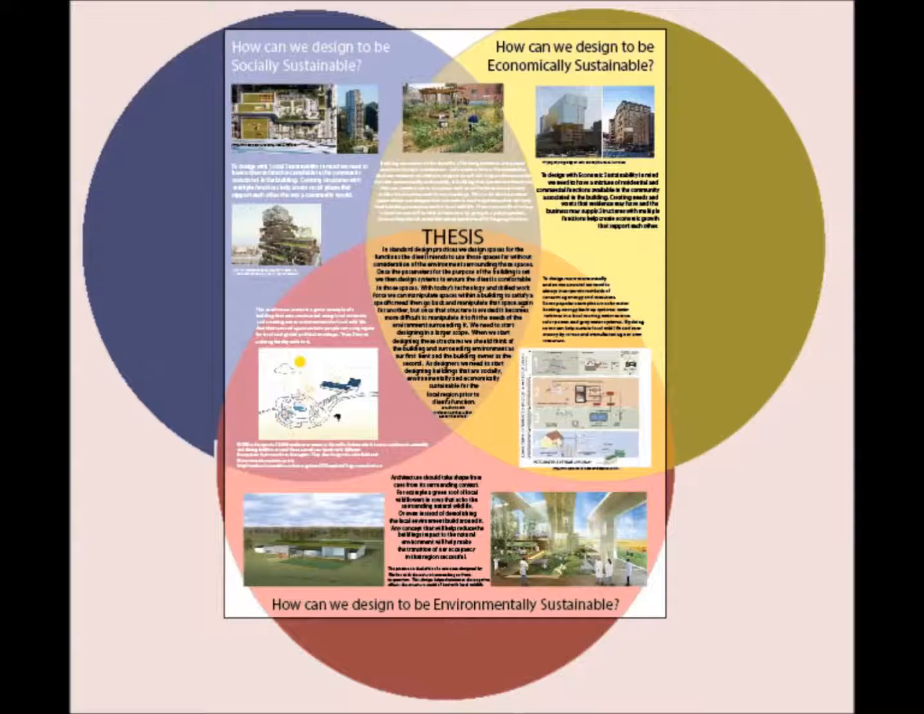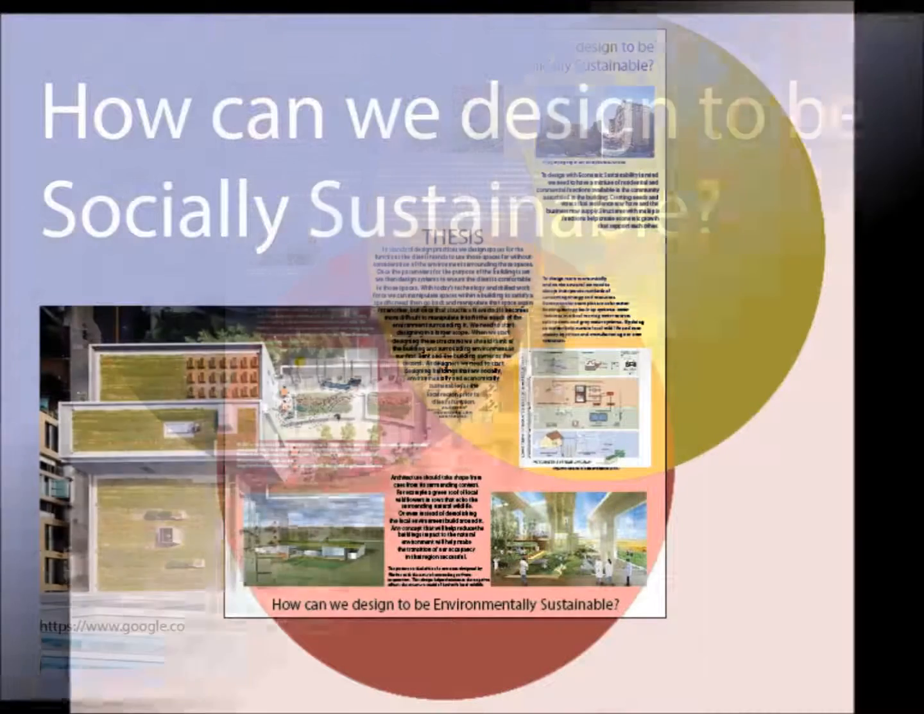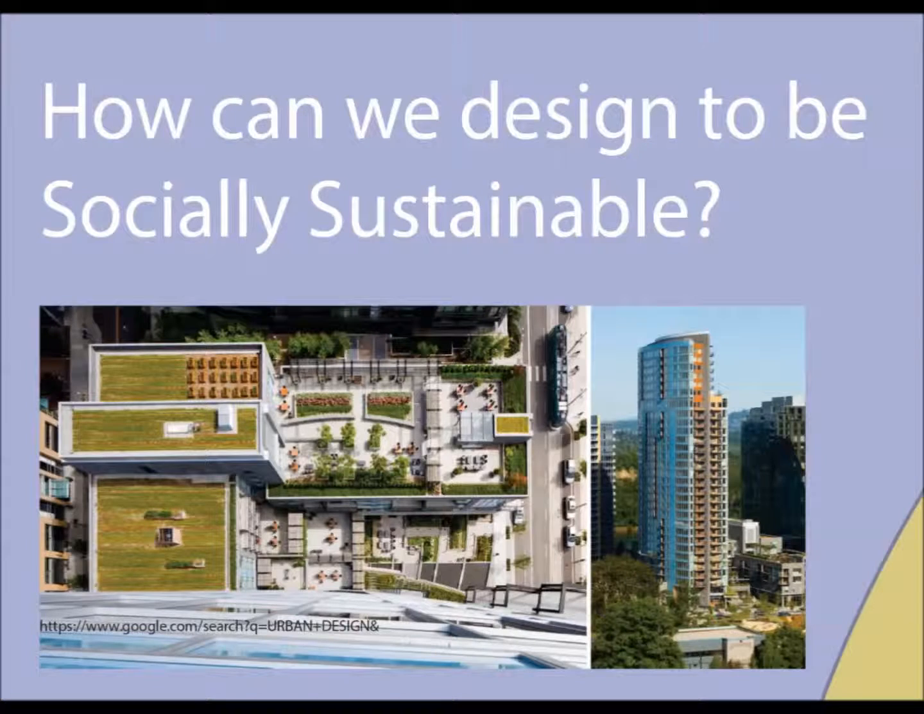For the first poster, I created a Venn diagram using 3 circles with my thesis in the center. I placed the 3 discourses, 2 on the top, 1 on each side, and the 3rd on the bottom middle. The idea was to describe the 3 discourses within their own space and then show how they support each other within the overlap. Top left is socially sustainable.